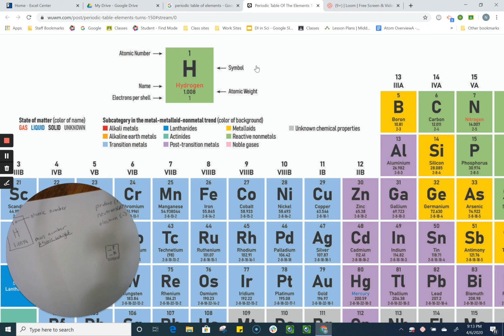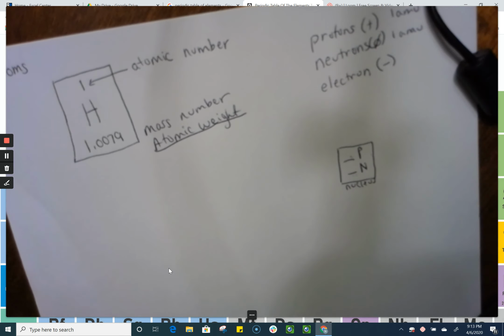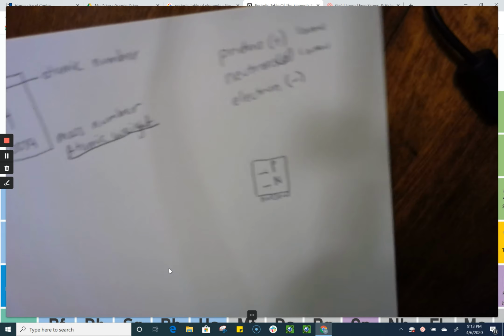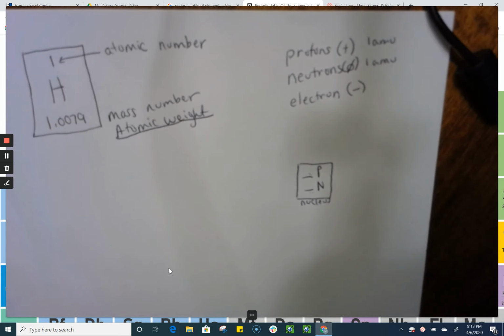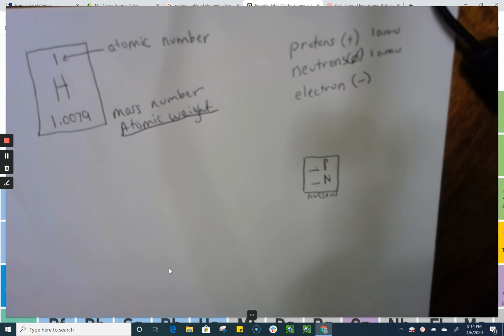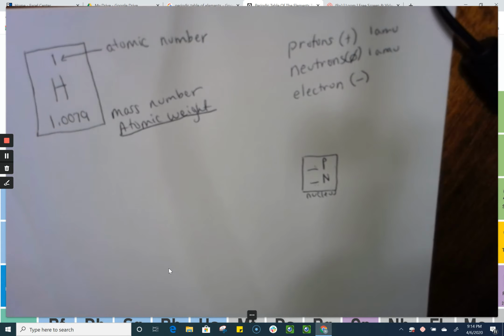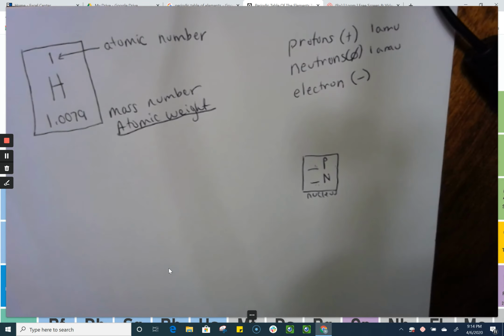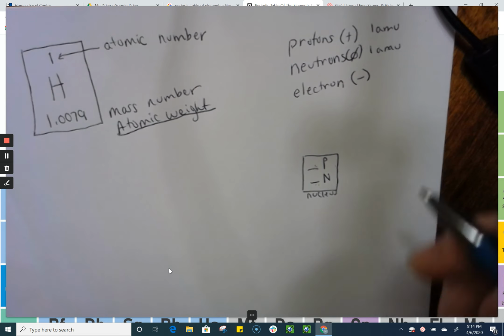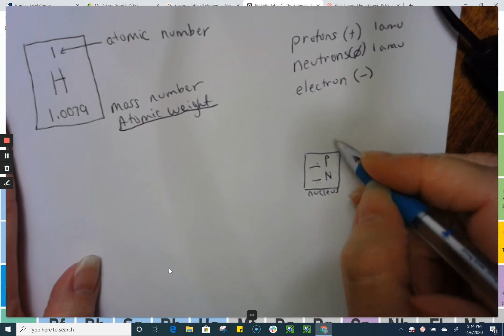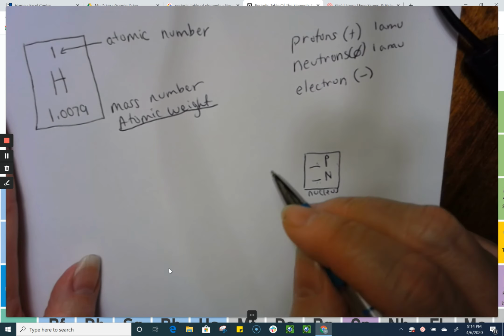So this atomic number, let me give you a chance to look at that. I had that kind of small. So protons, positive, 1 AMU. I'm going to see if this will focus in and out a little bit better, maybe. Get a little sharper. Neutrons, no charge. Electrons, a negative charge. Protons and neutrons go inside the nucleus, and then the electrons are orbiting around.